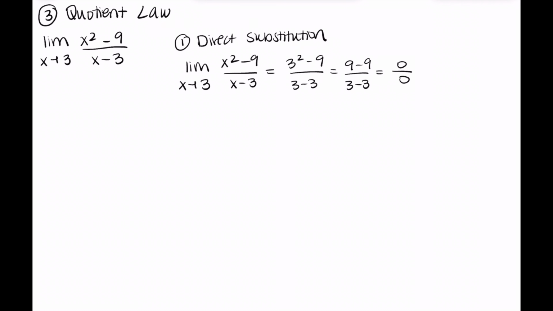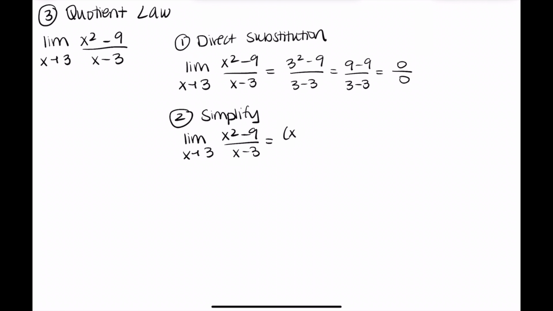When you do direct substitution and get this, that means that we have to go to our second method and we're going to have to simplify our function. You can't have a 0 over 0 limit, so now we're going to go ahead and try to simplify it. We have the limit as x approaches 3 of x squared minus 9, and let's go ahead and factor the numerator. The numerator factors out into x minus 3 times x plus 3, that would be over the x minus 3.